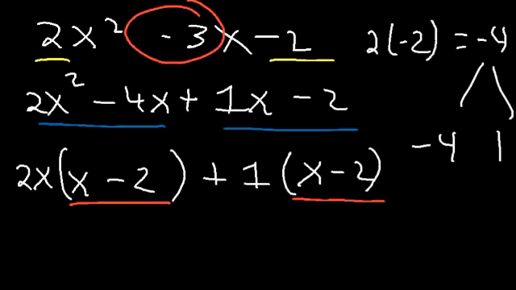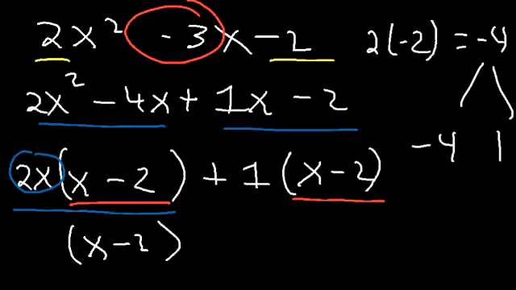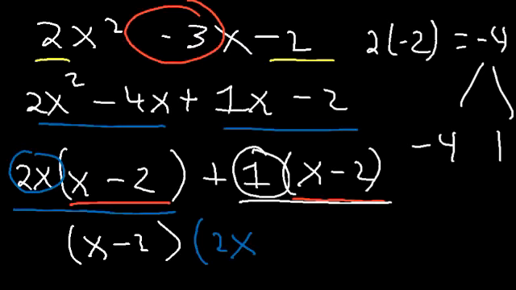If these two factors are the same, then you know you're on the right track. You haven't made any mistakes thus far. So now we're going to take out x minus 2. If we remove x minus 2 from this term, the only thing that's left over is 2x. And if we remove x minus 1 from this term, the only thing that's left over is plus 1. And so that's how you factor it.